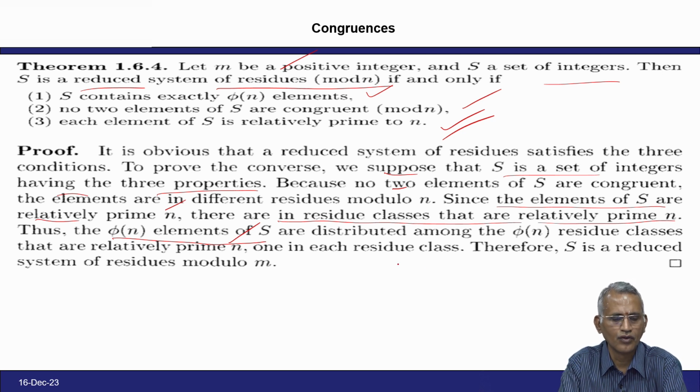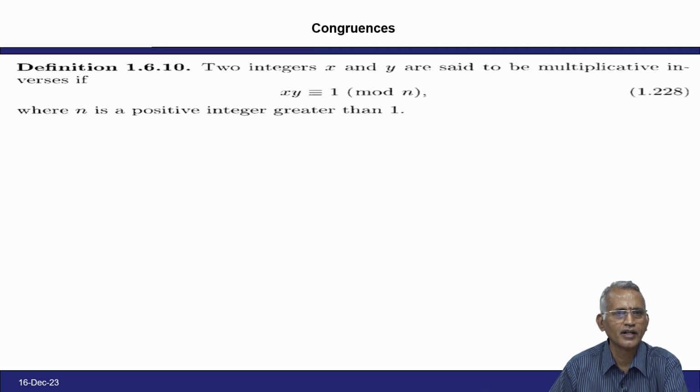Therefore, S is the reduced system of residue classes under modulo M. Now, we have a definition. If two integers x and y are multiplicative inverses, then we have the equation xy is identically equal to 1 under modulo n, where n is a positive integer greater than 1.